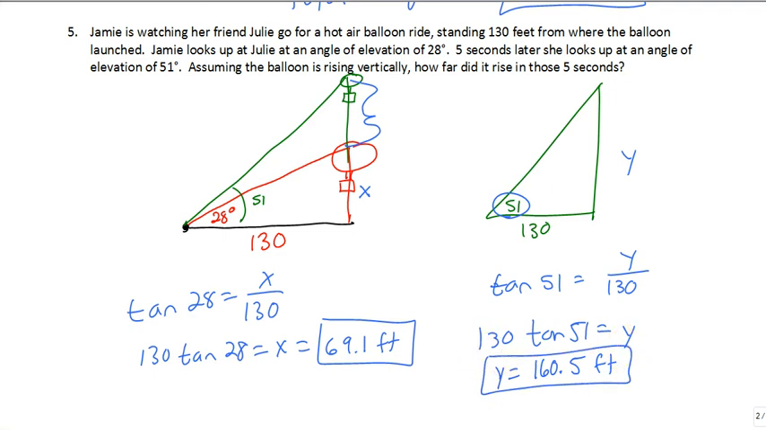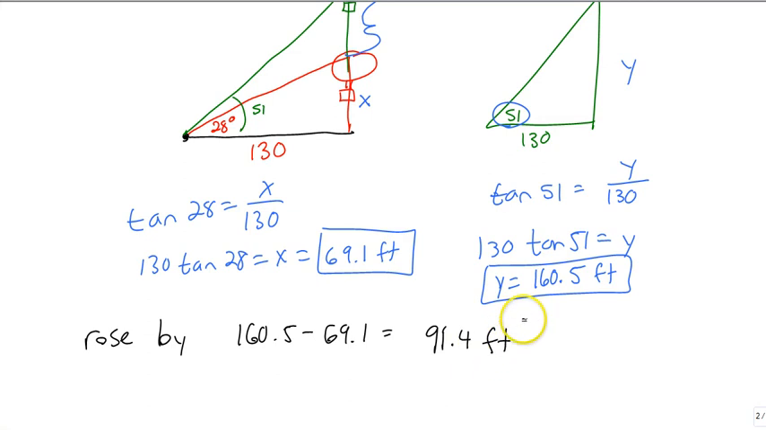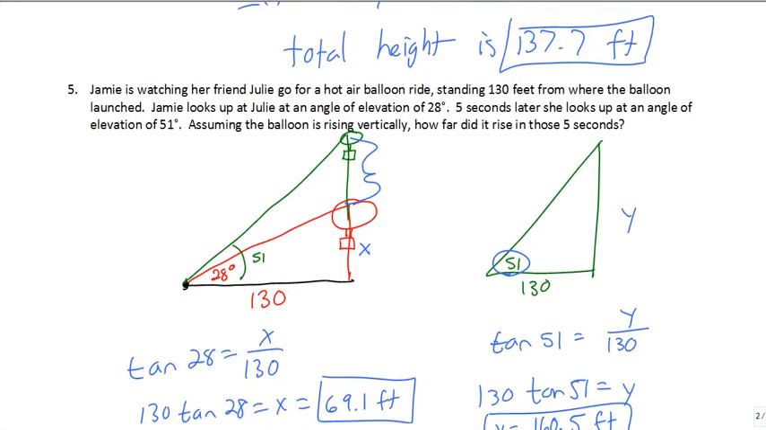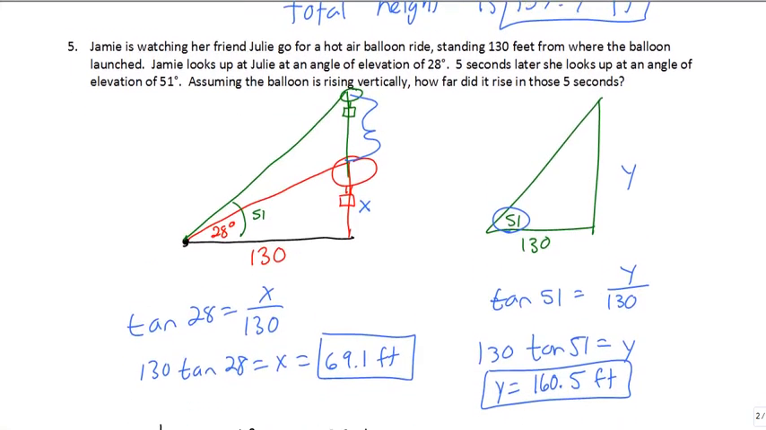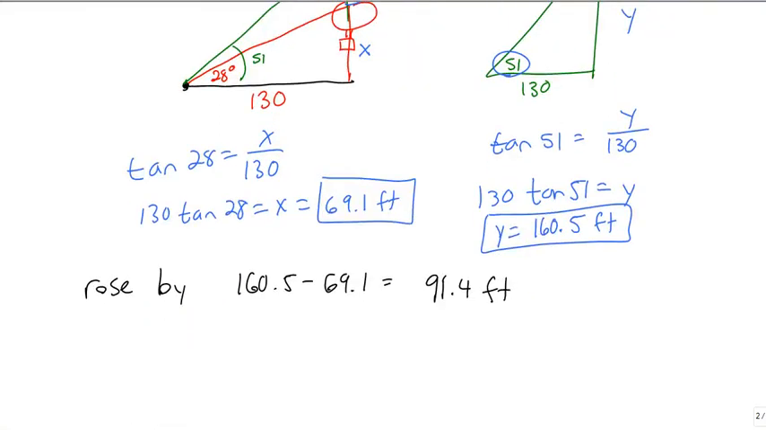So to find how far it rose, you have to do 160.5 minus 69.1, and you should get that it rose 91.4 feet. So the balloon rose 91.4 feet. That's pretty fast, actually, in 5 seconds. So that's how you use SOHCAHTOA to find missing pieces of triangles and word problems.